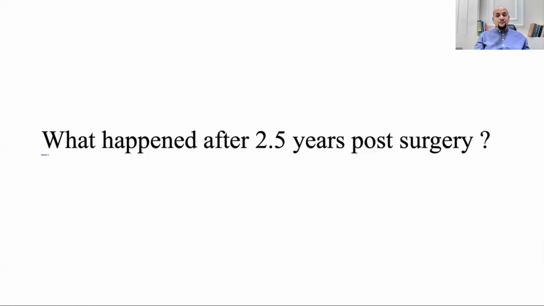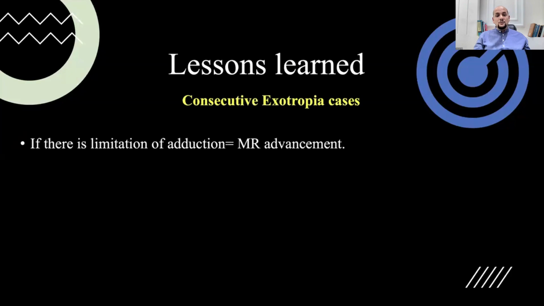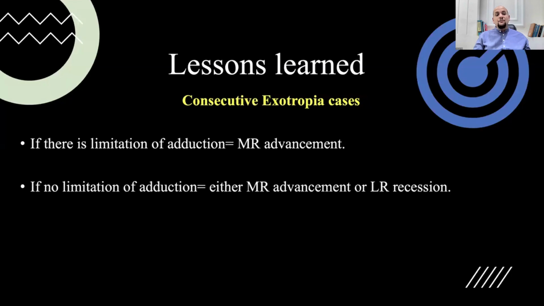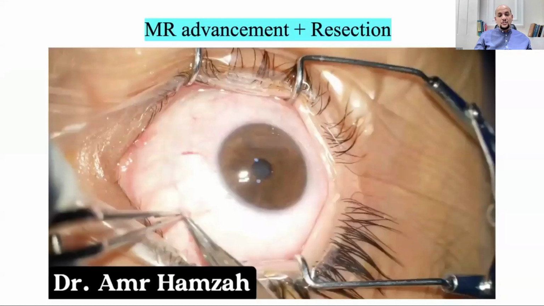What happened after 2.5 years post-surgery? The patient still has very good alignment at near and at distance. So lessons learned: in consecutive exotropia cases, if there is limitation of adduction, it's always better to do medial rectus advancement. If there is no limitation of adduction, you can do either medial rectus advancement or lateral rectus recession. And every 1 millimeter of medial rectus advancement and/or resection will correct around 3 prism diopters. And as I already mentioned before, it is better to use the adjustable suture technique.